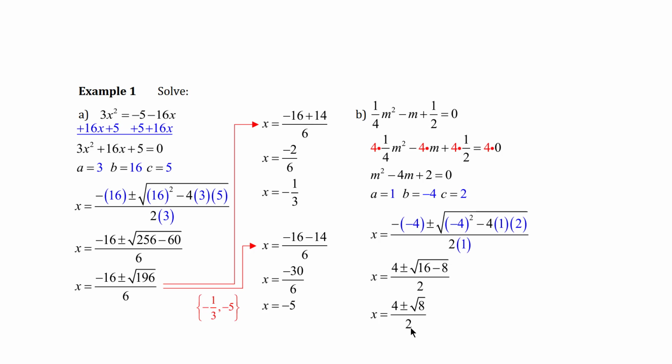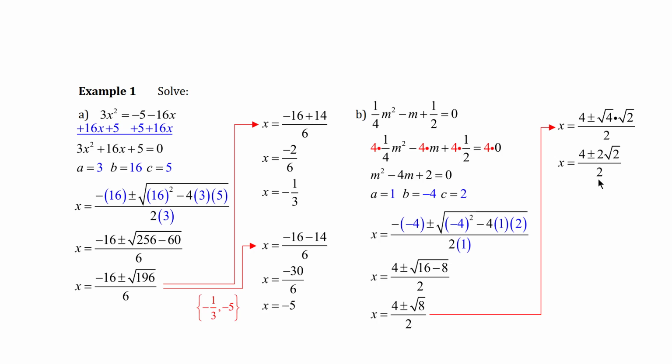Next, we could rewrite the square root of 8 as the square root of 4 times the square root of 2. So we have x equals 4 plus or minus the square root of 4 times the square root of 2 all over 2. Next, we take the square root of 4, which is 2, so we have x equals 4 plus or minus 2 root 2 over 2.